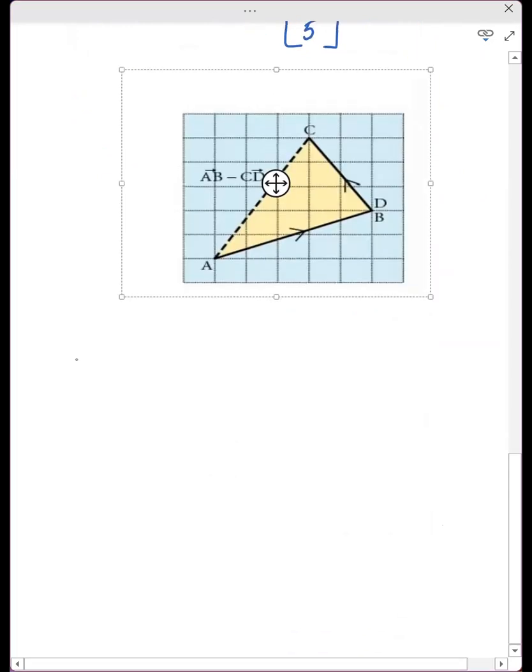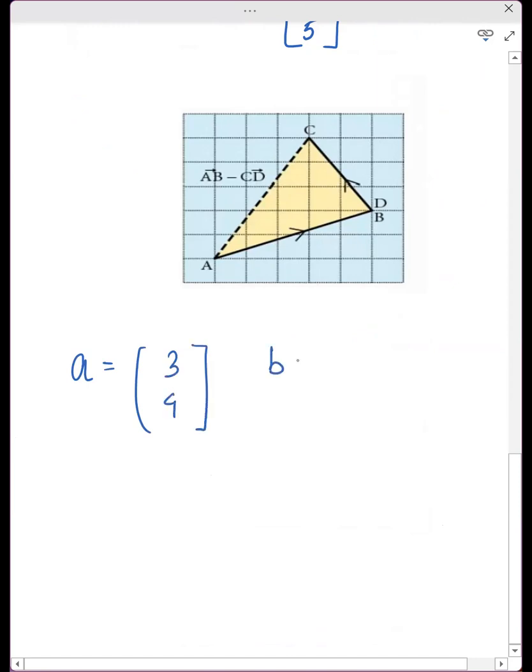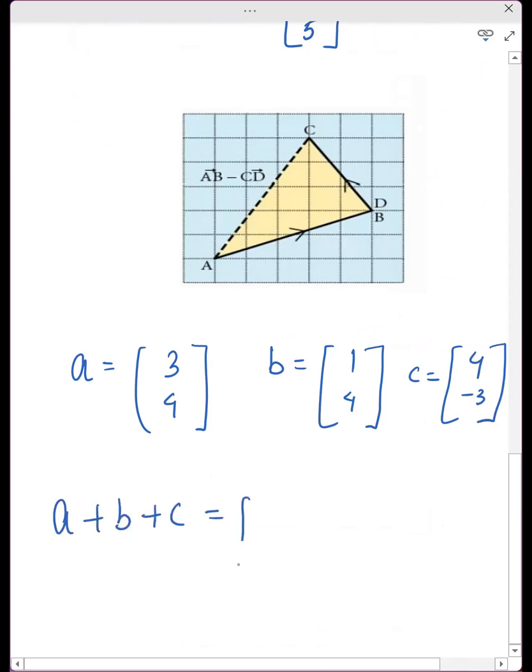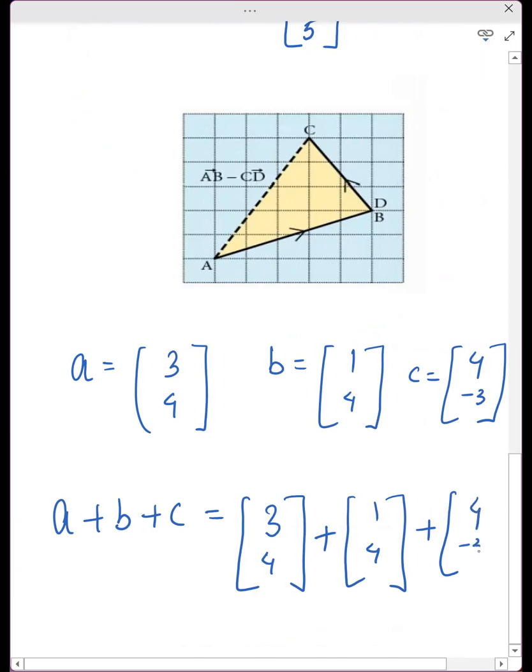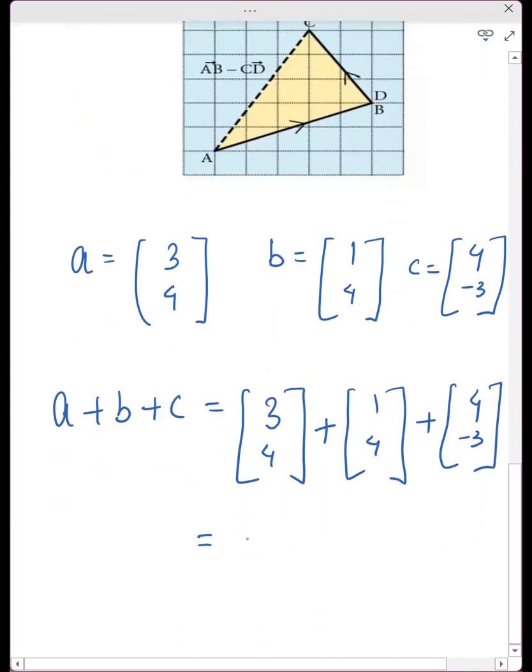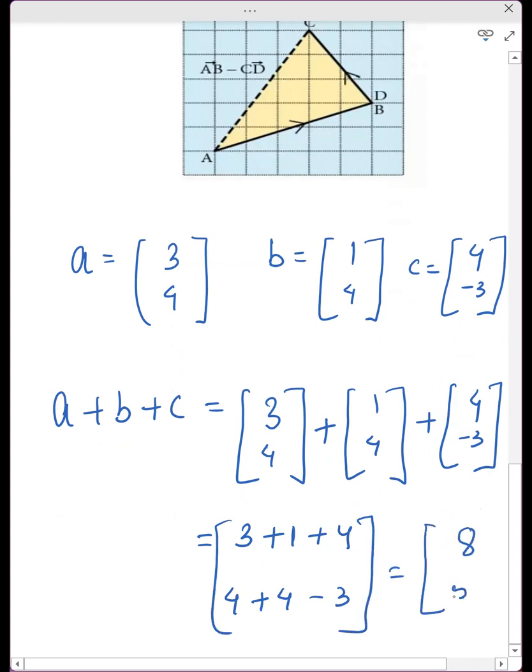Let's take one more example here. Suppose we have vector A, which is (3, 4) in the form of a column vector. B is (1, 4), and C is (4, -3). Let's perform the operation A plus B plus C. So it will be simply (3, 4) plus (1, 4) plus (4, -3), which will be 3 plus 1 plus 4, and 4 plus 4 minus 3. Together it will be (8, 5).